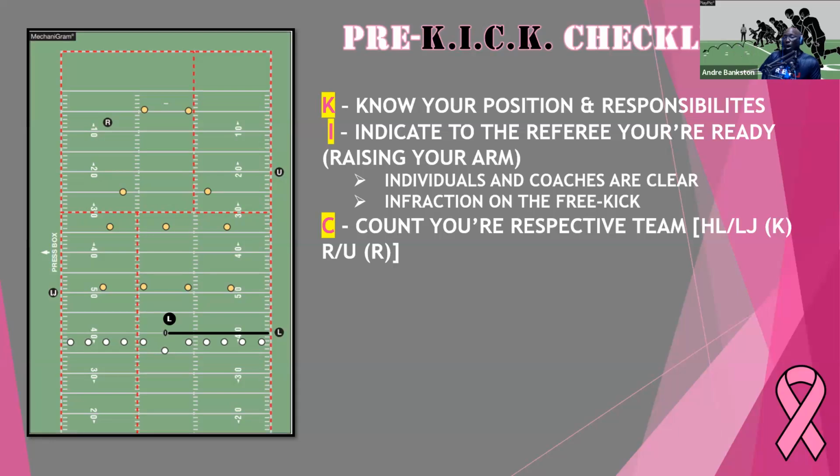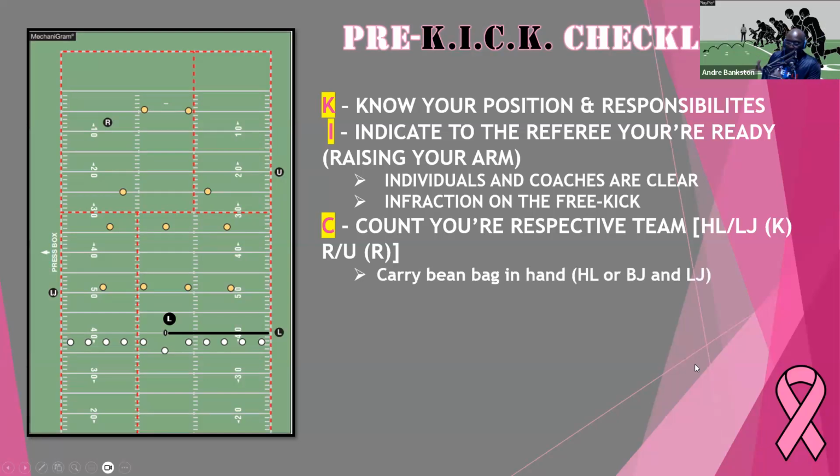So if you are the head linesman, you count K. If you're the line judge, when you come onto the numbers to make sure R knows where they're supposed to be, you're going to count K as well. If you want to give each other the signal, you may, and then you'll go back to your sideline. But our line judge, you don't count the receiving team, you actually count the kicking team.